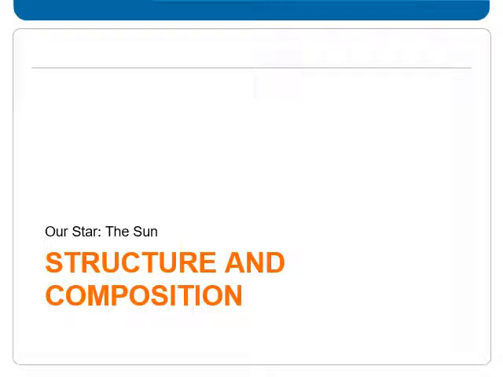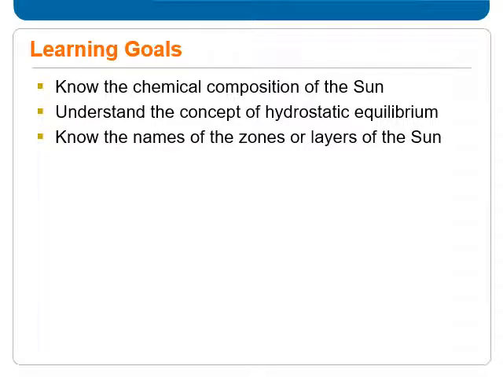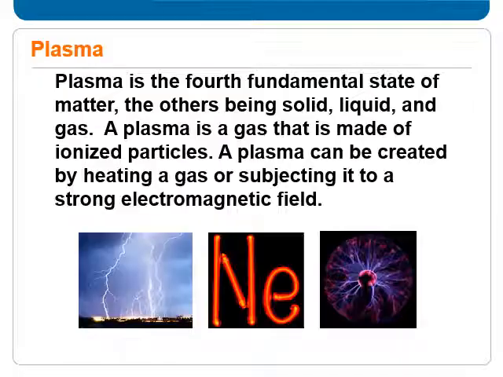In this lecture, the structure and composition of the Sun are discussed. The learning goals are to understand the concept of hydrostatic equilibrium and the names of the layers of the Sun, as well as the chemical composition of the Sun. Plasma is the fourth fundamental state of matter, the others being solid, liquid, and gas.